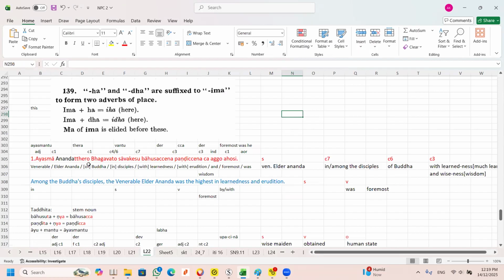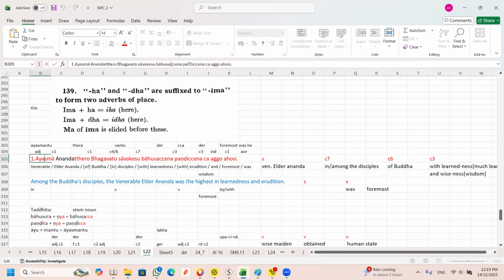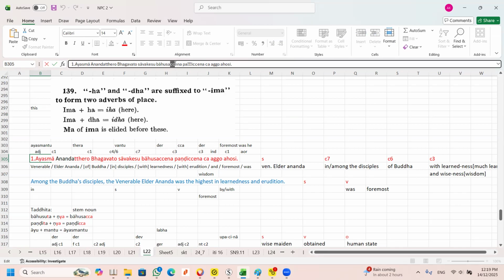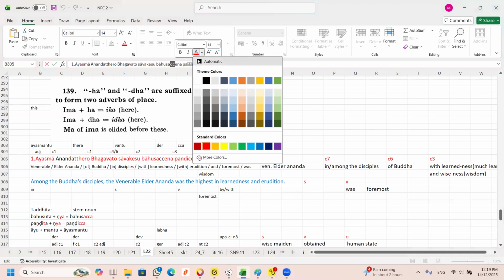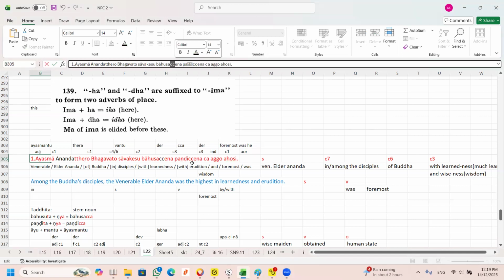Ayasma Anandatero. Okay. Double consonant, compound. This is a compound. Bhagavato, Savakesu. Okay. This Bahu Sachina. This is the one that we are talking about. Okay, you see, this is also the one. This one is the secondary, the TYA becomes CCA. So this is the part that you refer to. This is the part. And this is the part.